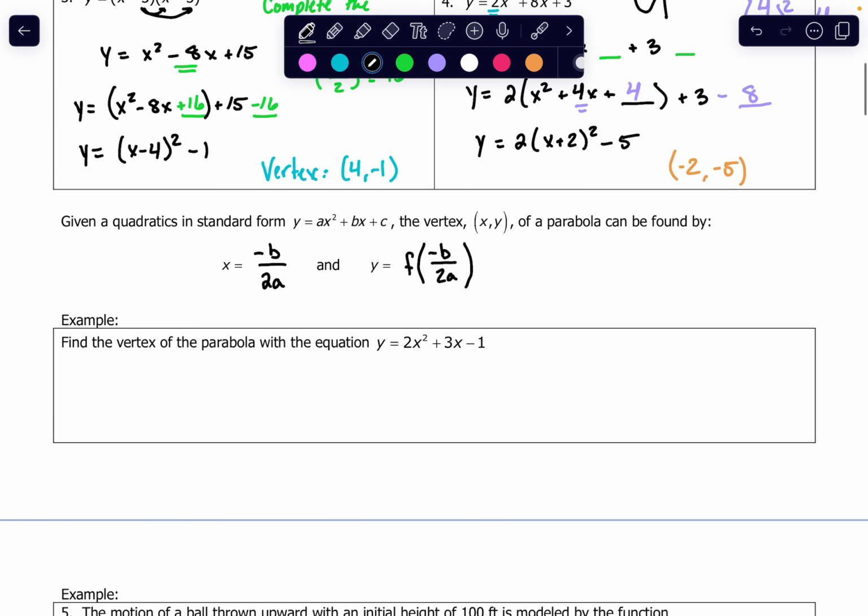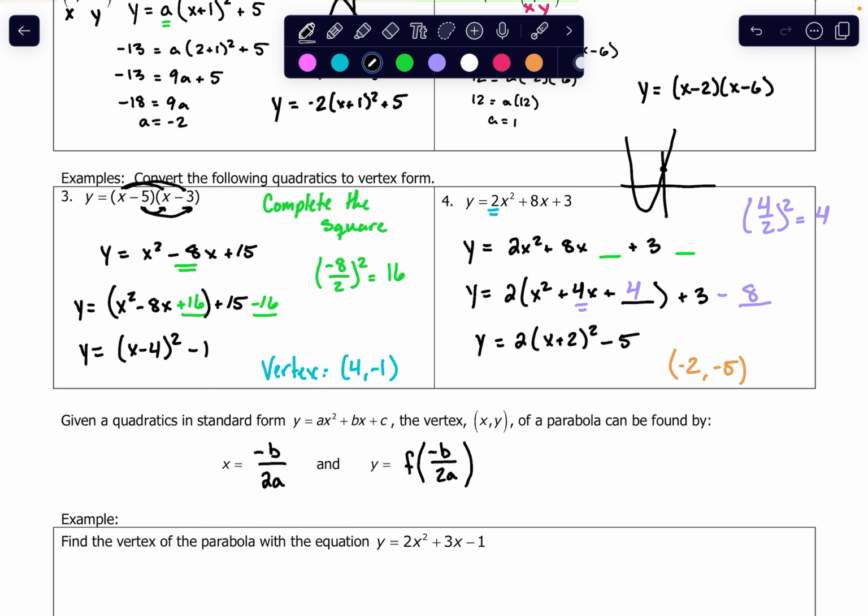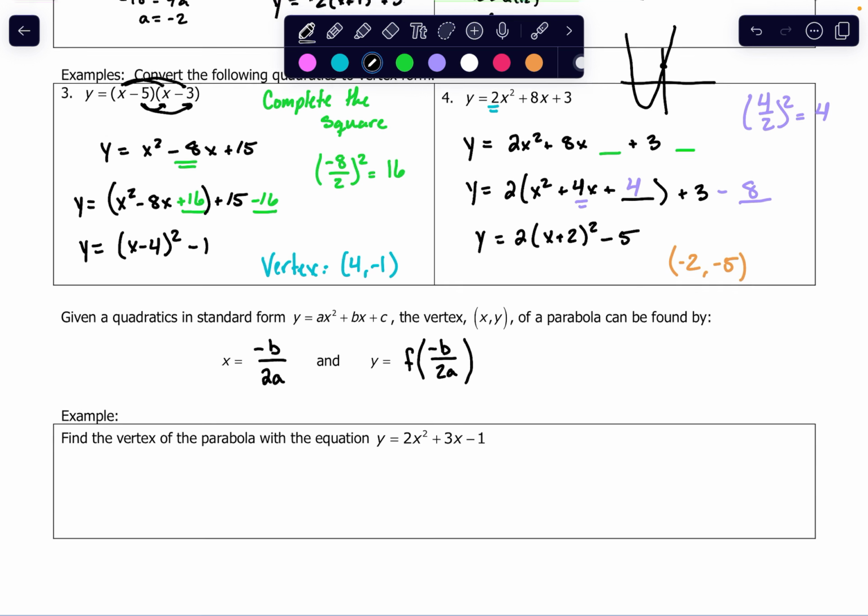Let's talk about how to grab the vertex when something's in standard form, because completing the square can be quite tedious unless the numbers are pretty nice like this. That's why I like quadratics, because you really have to use your critical thinking skills about which method is going to be most effective here.